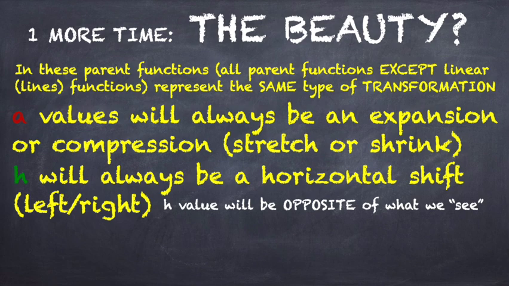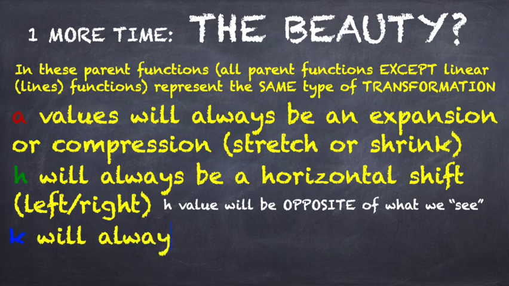So if we're seeing X plus 3, H is negative 3, so I would state I have a horizontal shift left 3 units. If I see X minus 3, then my H is a positive 3. And so on describing my transformations, I would say I have a horizontal shift right 3 units.